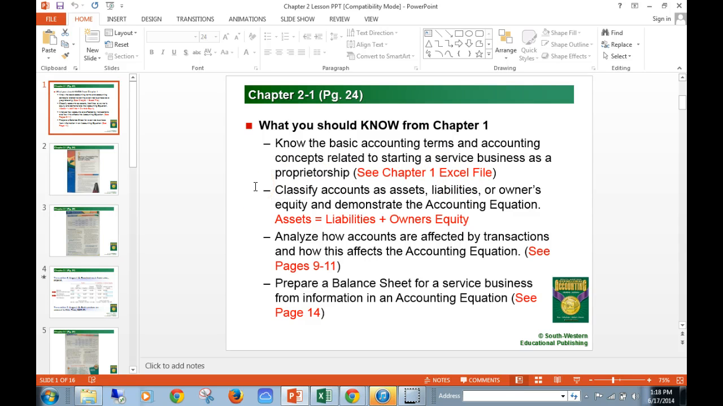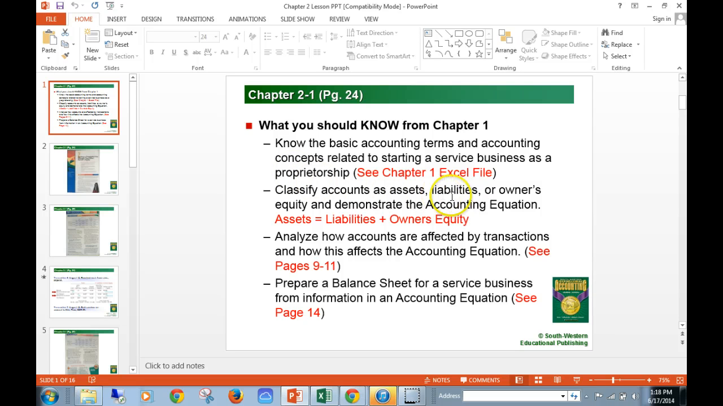The next thing you should know from Chapter 1 is that we have 3 classifications of accounts: assets, liabilities, and owner's equity. Assets are cash, supplies, prepaid insurance, any equipment that you own. Anything that you own as a business that is worth money is an asset. We could sell that off if we needed the cash for it.